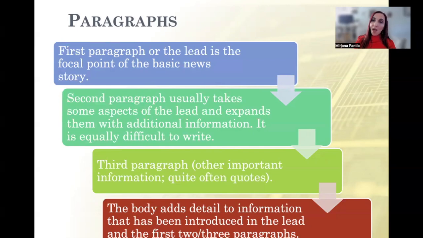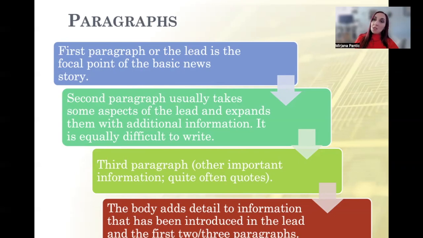So what do we usually have in the second paragraph? You can have an explanation of the story, why something happened. Or in case you're using the delayed identification lead, you might add additional details about the person mentioned in the first lead. And then the third paragraph includes other important information.